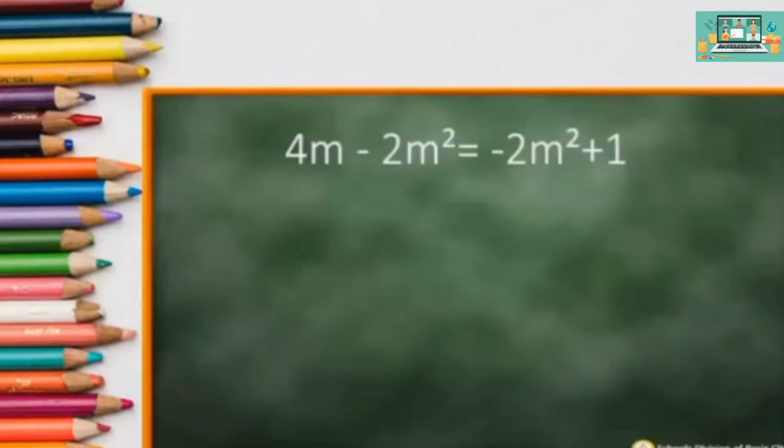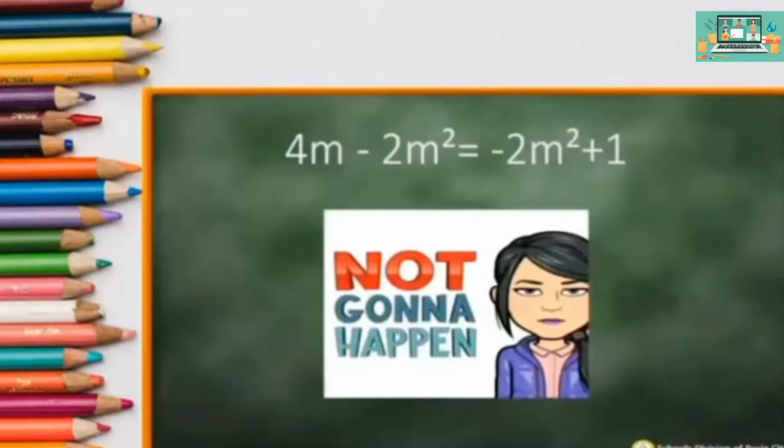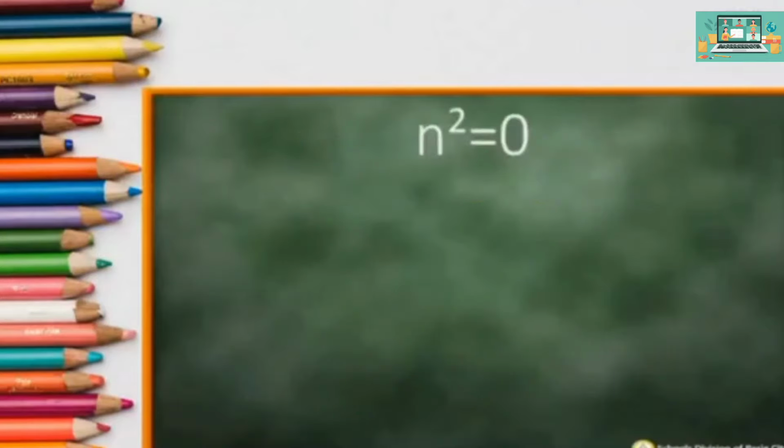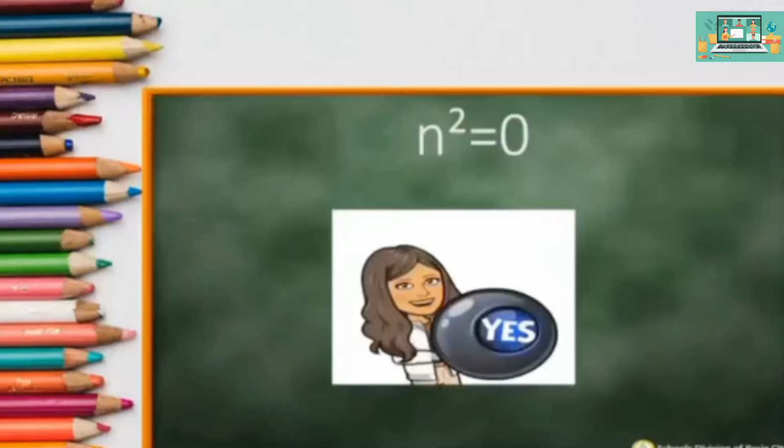How about 4m minus 2m squared equals negative 2m squared plus 1? Is it a quadratic equation? No, it's not. Why? Because once we combine negative 2m squared and negative 2m squared by addition property of equality, it will eliminate our quadratic term. n squared equals 0. Do you think it's a quadratic equation? Yes, it's a quadratic equation.